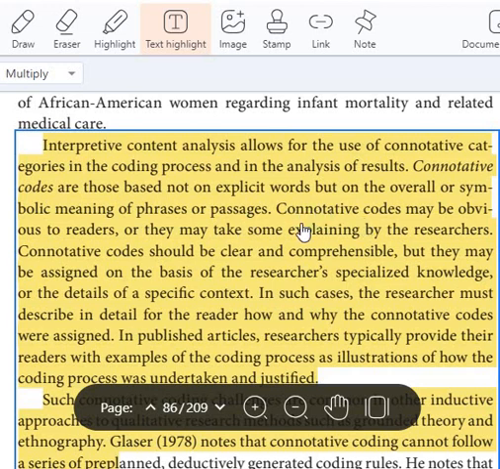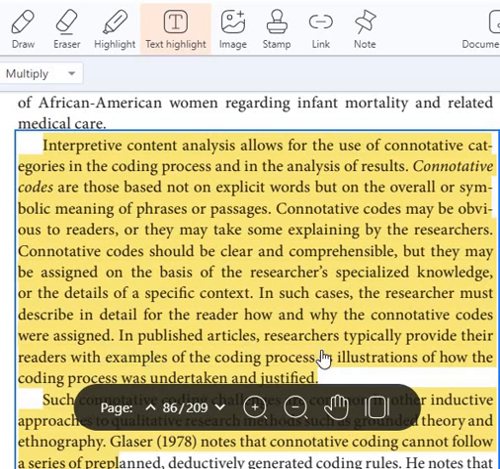Connotative codes may be obvious to readers, or they may take some explaining by researchers. That's why researchers explain here. They should explain this hidden meaning. Connotative codes should be clear and comprehensible, but they may be assigned on the basis of the researcher's specialized knowledge, experience, sometimes details of a specific context. In such cases, the researcher must describe in detail for the reader how and why the connotative codes were assigned. So it's important that I, as a reader, should understand why the researcher used these codes and how.